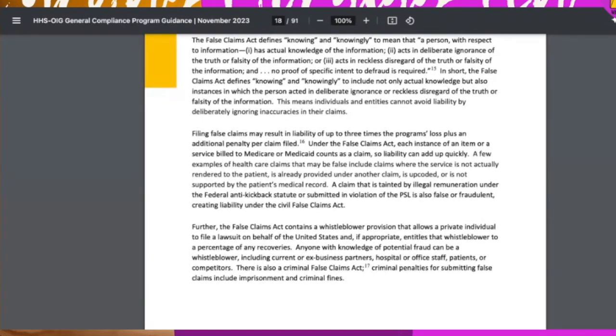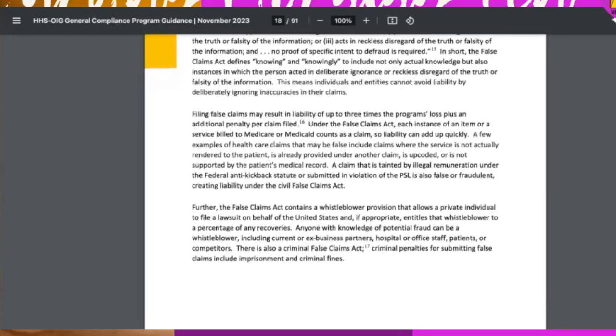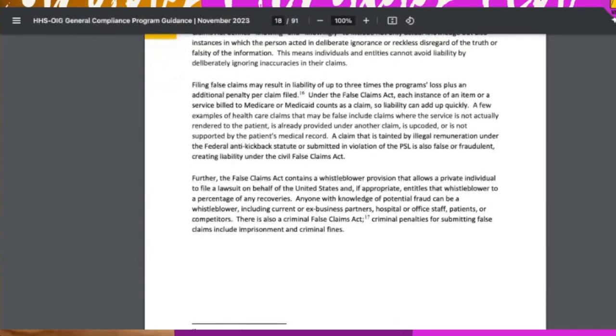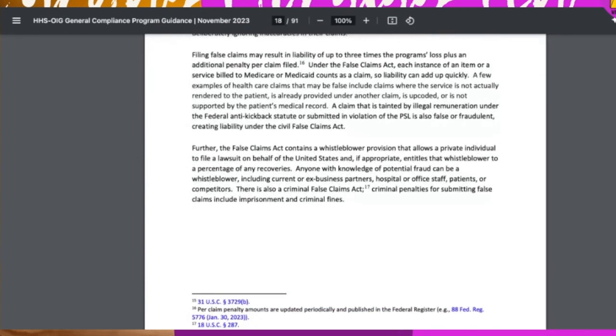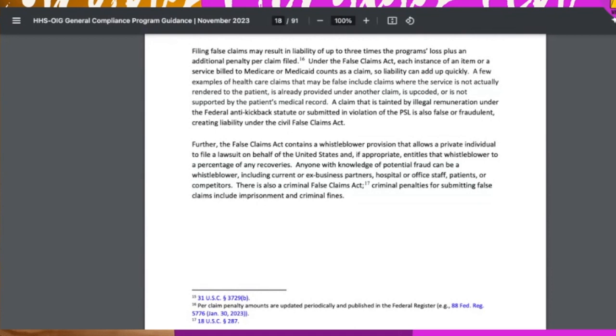A claim that is tainted by illegal remuneration under the federal anti-kickback statute or submitted in violation of the PSL is also false or fraudulent, creating liability under the Civil False Claims Act. Further, the False Claims Act contains a whistleblower provision that allows a private individual to file a lawsuit on behalf of the United States, and if appropriate, entitles that whistleblower to a percentage of the recoveries. Anyone with knowledge of potential fraud can be a whistleblower, including current or ex-business partners, hospital or office staff, patients, or competitors.